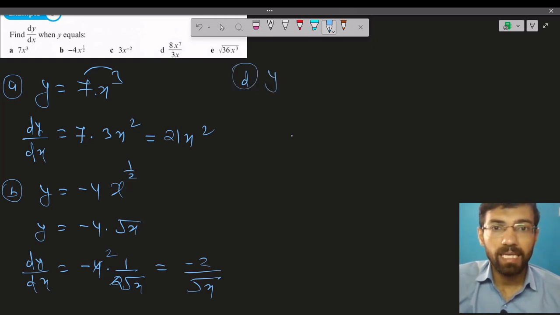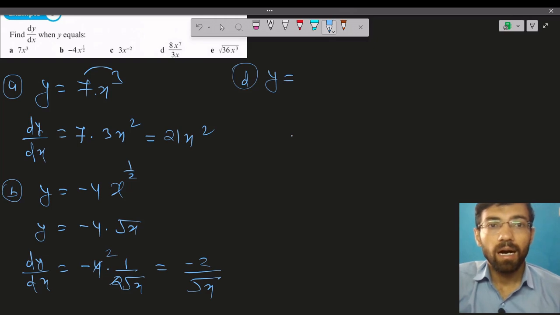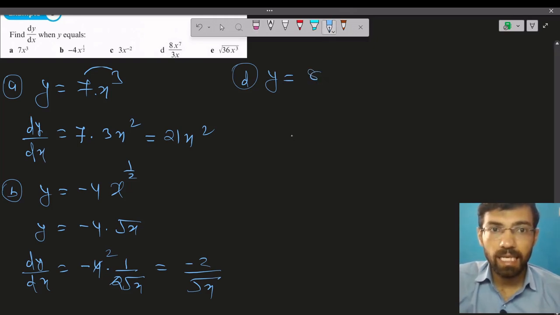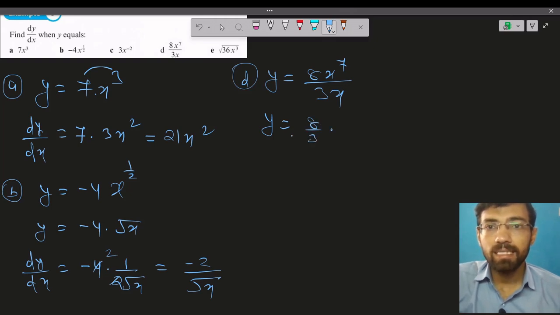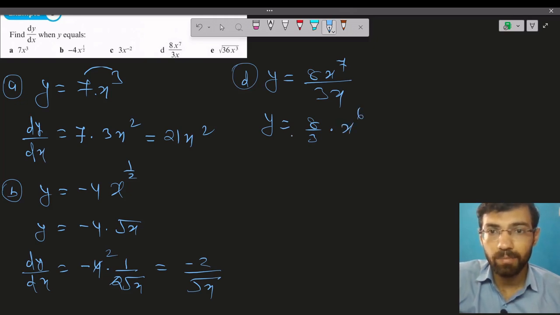Part D is my y is nothing but, yes, let us write 8 by 8. The question is 8x raised to 7 upon 3x. Yes. Can I write this way? y equals to, let us write constant separately. So 8 by 3 into x raised to 7 upon x. And I think we can simplify it. x raised to 7 minus 1, that is x raised to 6, as per the indices rule. And now let us differentiate.